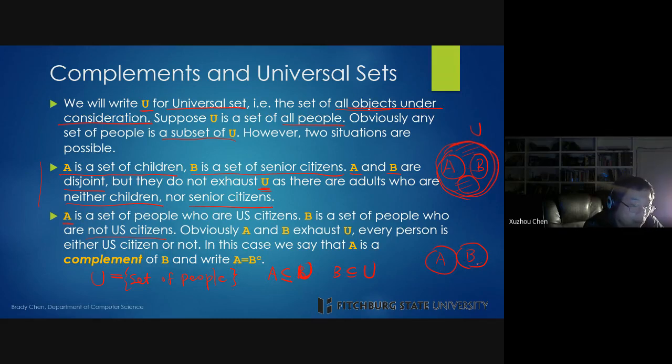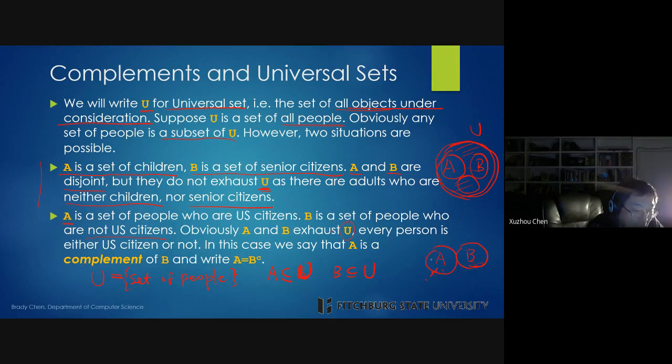I'm not a US citizen, so I'm not an element of A. But I also don't belong to B. Does that make sense? If I'm not in A, I'm definitely in B, right? So there's no choice. You are either in A or in B, and no third choice. So A and B basically exhaust the whole U.